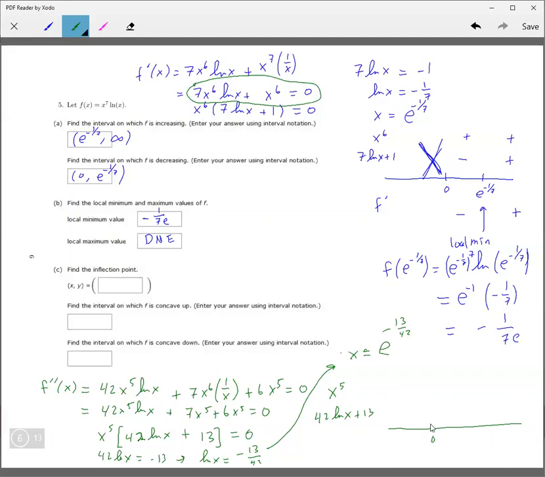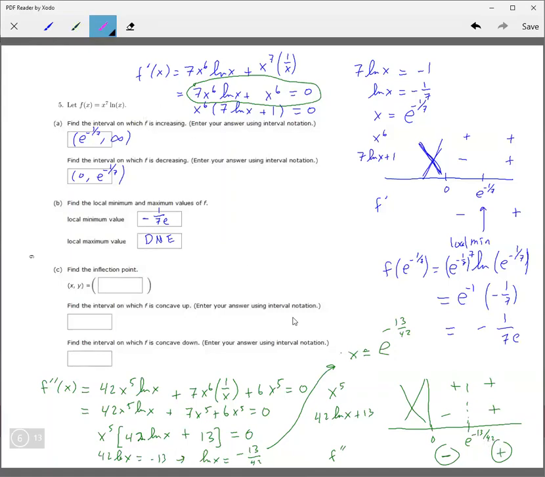And of course, we have 0 where there's nothing right here, and then we have e to the negative 13 over 42. X to the fifth is always positive. This is negative here and positive there. So that means you're concave down on this interval, and concave up on this interval.